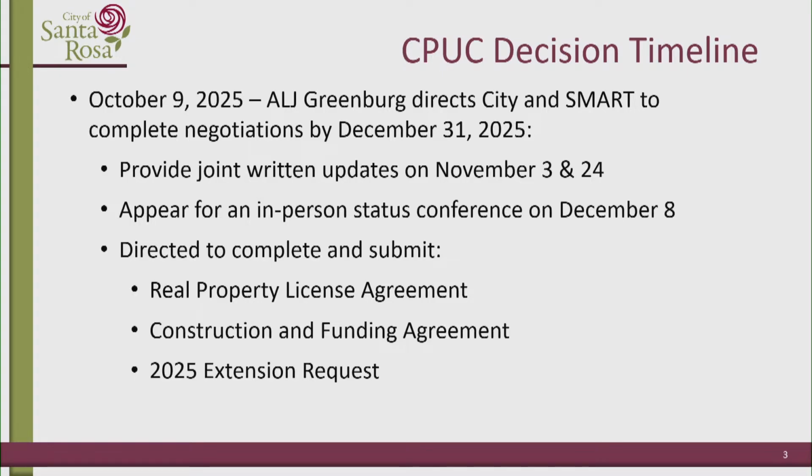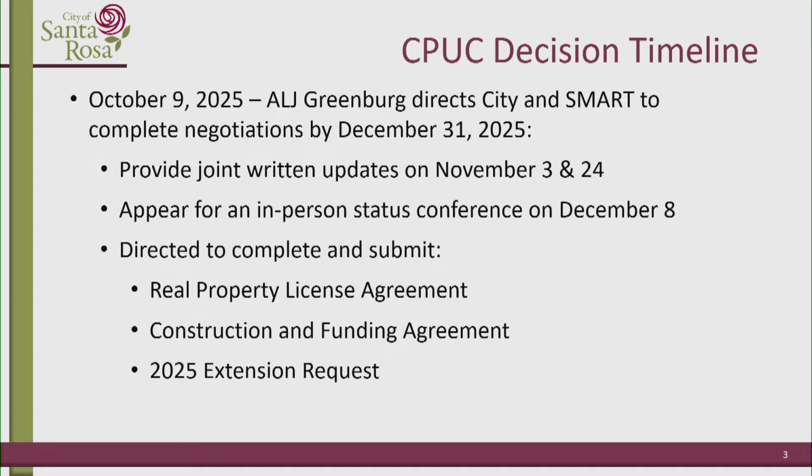In August of 2025, Administrative Law Judge Kelly issued a request for both SMART and the city to come to a status conference update on October 9th of 2025 to discuss the update. Following that notification from the administrative law judge, additional conversations began to happen between the city and SMART associated with the real property license agreement.